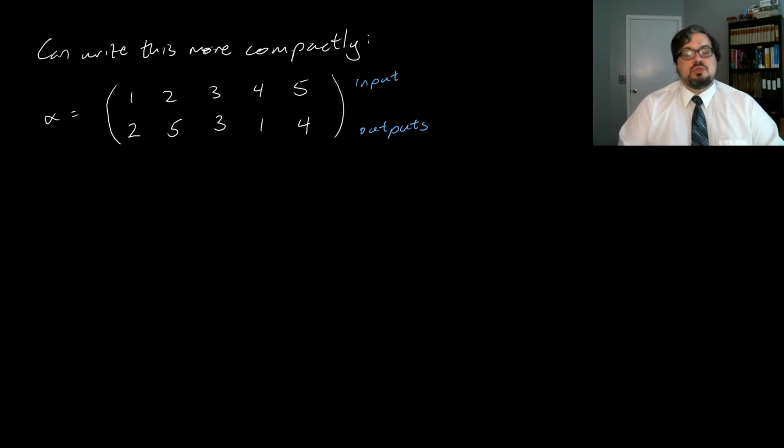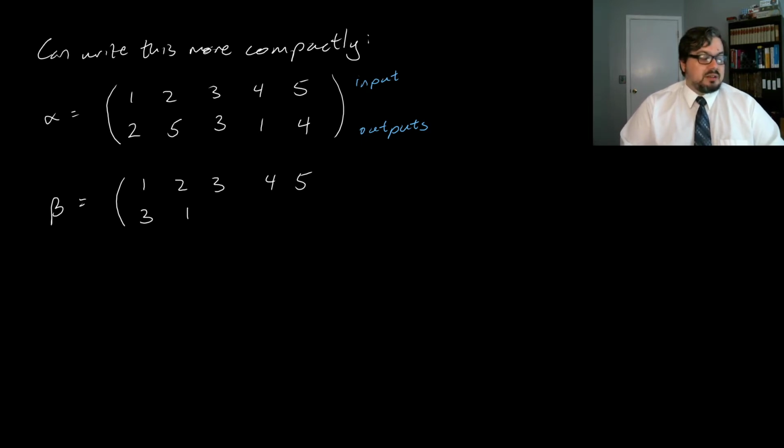This allows us to compute the product of two permutations easily. Now, by product, I really mean composition here. The operation on the symmetric groups is composition. So if I look at another permutation, beta, it's going to have the same set of inputs, but it's going to have the outputs 3, 1, 5, 2, 4. Then I can find alpha beta using this notation.